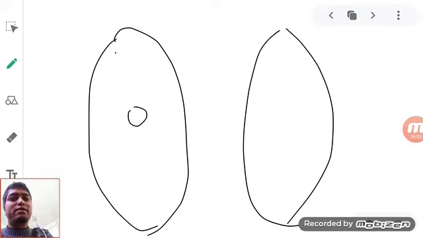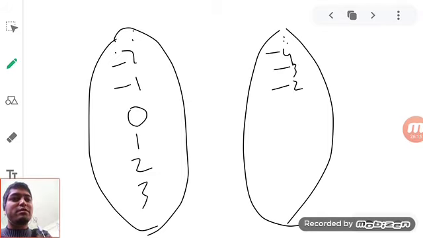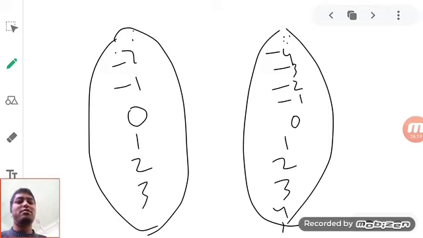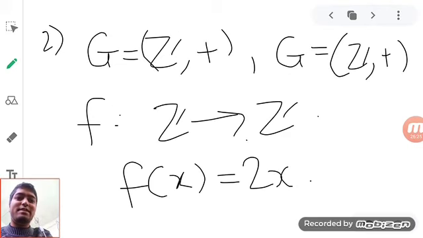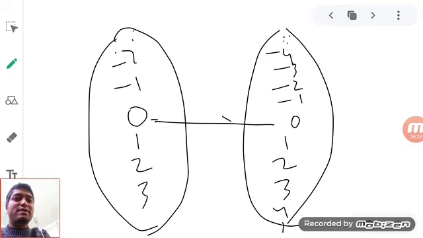Okay, 0, minus 1, minus 2, and so on. 0, 1, 2, 3, 4, and so on. Similarly, over here we'll have minus 4, minus 3, minus 2, minus 1, 0, 1, 2, 3, 4, and so on. Okay, they are both the same sets. 0, where is it sent to? It is sent to 2 times 0. That is, it is sent to 0.